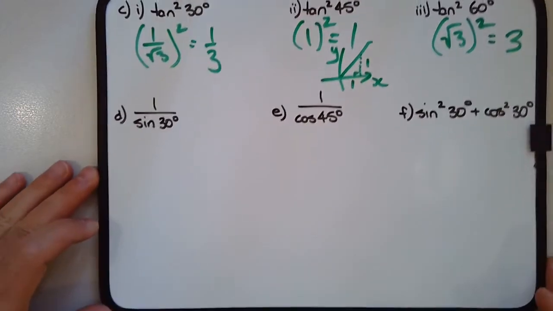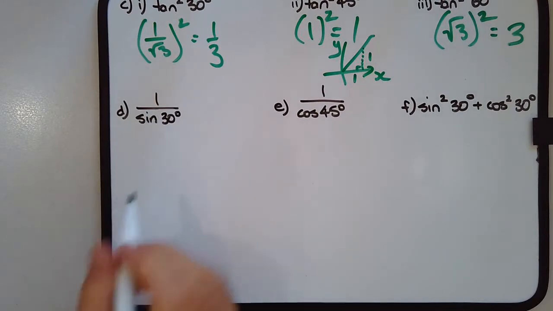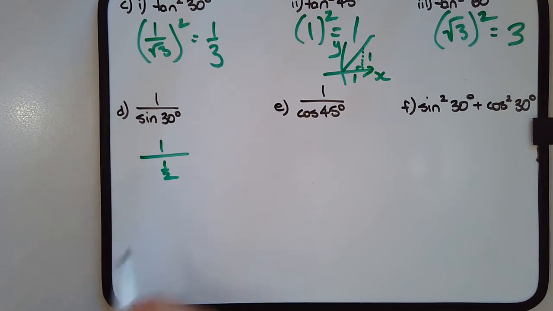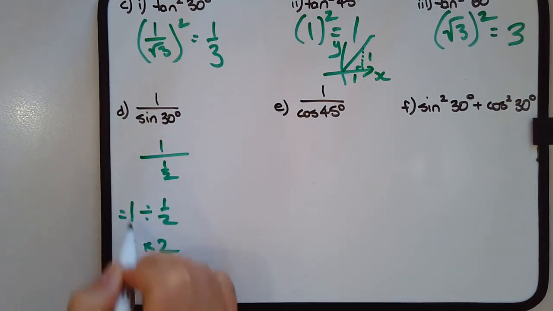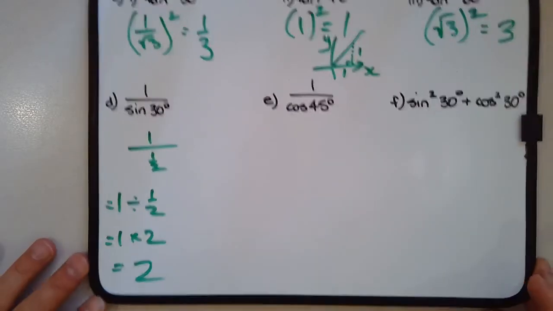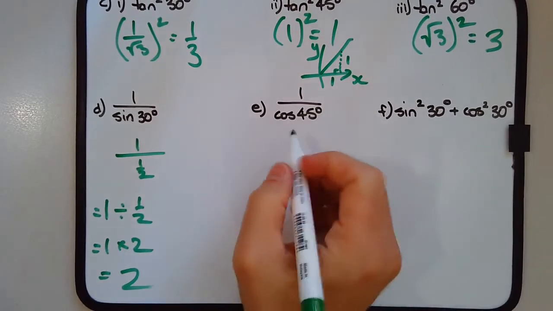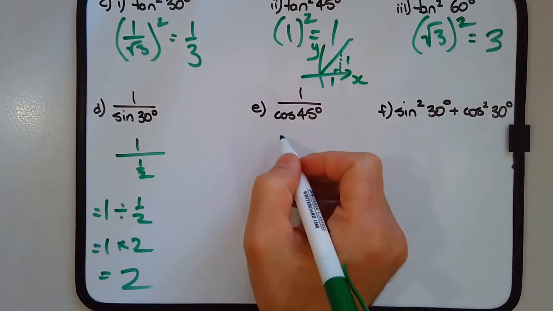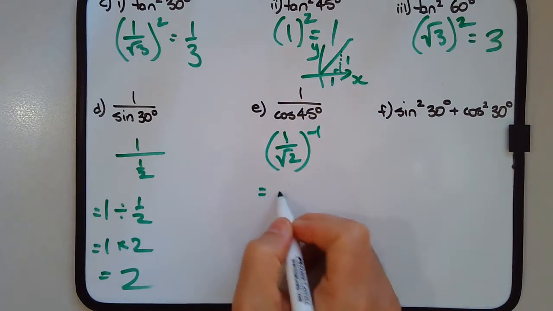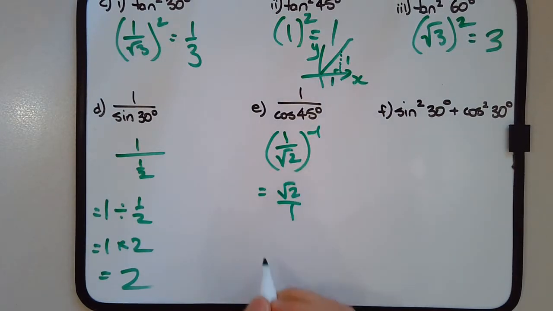All right, what about 1 on sine of 30? Well, that's just 1 on 2, which is 1 divided by half, which is 1 times 2, and you'll get 2. All right, what about 1 on cos of 45 degrees? Now, a different way I can express this, that's just 1 on root 2 to the power of negative 1, which is just root 2 over 1 to the power of 1, which is square root of 2.